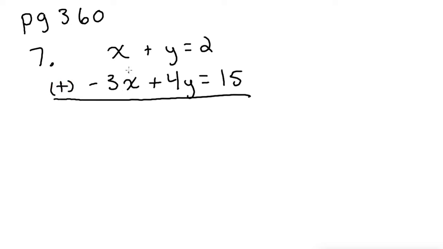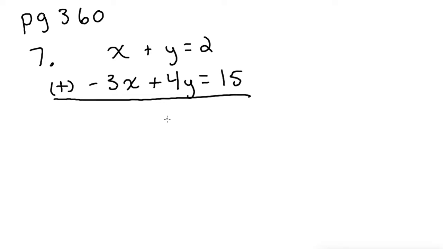Now, if we add these up just like they are right now, we'll have 1x, remember there is a 1 right here in front of the x, 1 plus a negative 3. So that'll be a negative 2x right here. And if we add this up, we'll have 1y plus 4y, which is 5y here. And we don't want that.